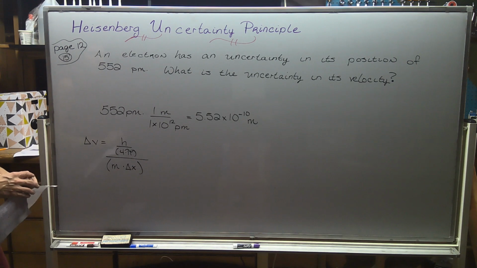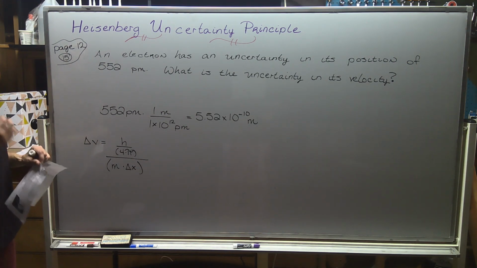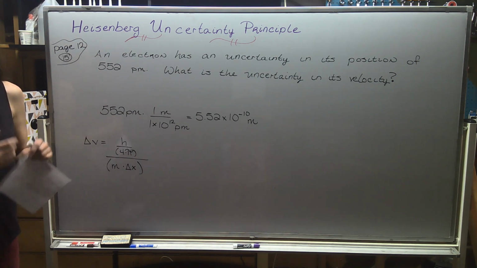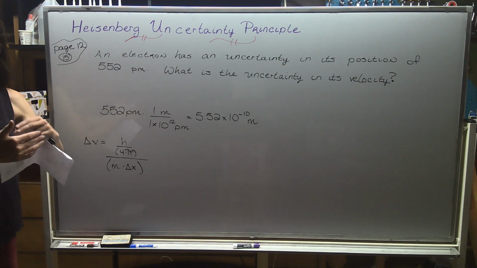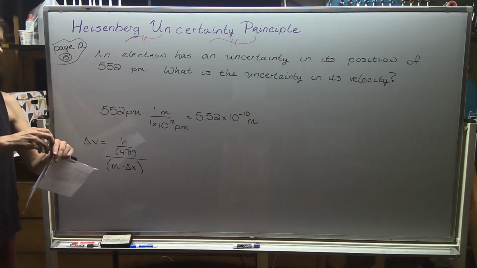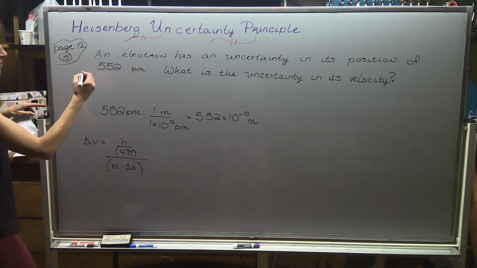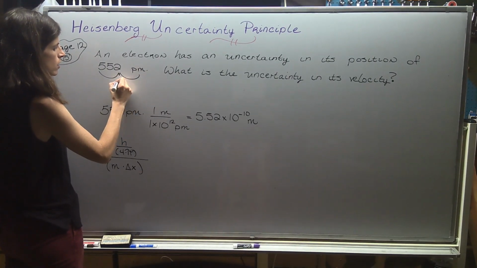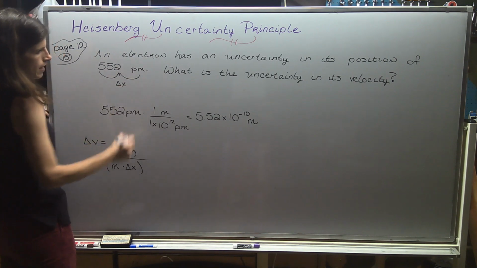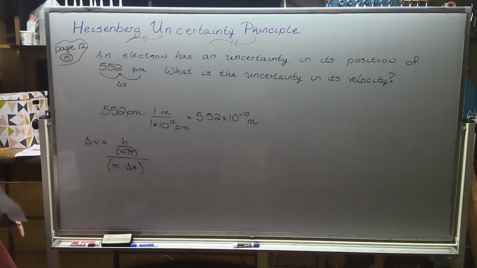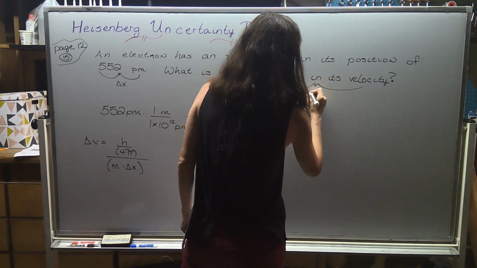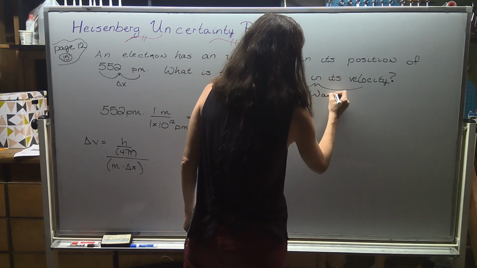So another problem about an electron, the wording here is a little bit different. It says the uncertainty in its position is 552 picometers. That means somebody's already maybe multiplied that percentage times the position. So I'm going to interpret this to mean this value right here is my delta x. What is the uncertainty in its velocity? So this time we're solving for delta v.